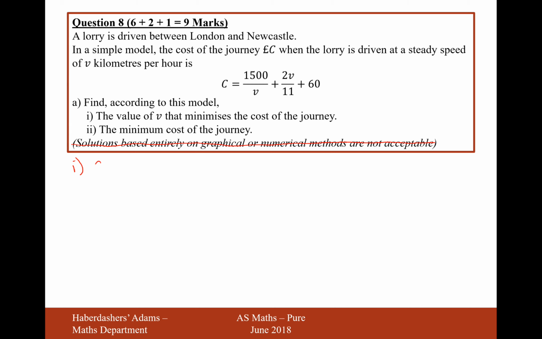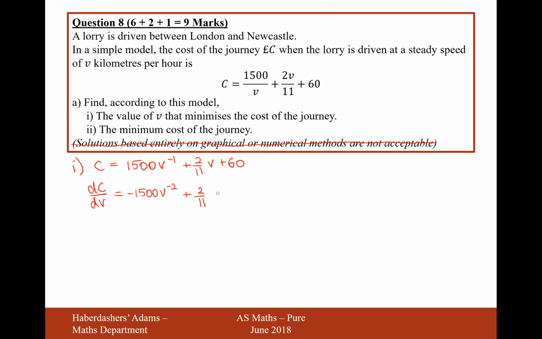So first of all, I'll write C in a more differentiable form. So 1,500 v to the minus 1 plus 2 over 11 v plus 60. Okay, now we can differentiate it. It's going to be dC by dv. Make sure you use the correct letters there. So you times the power to the front and reduce the power by 1. For 2 over 11 v, that's just going to be 2 over 11, and numbers disappear when you differentiate.